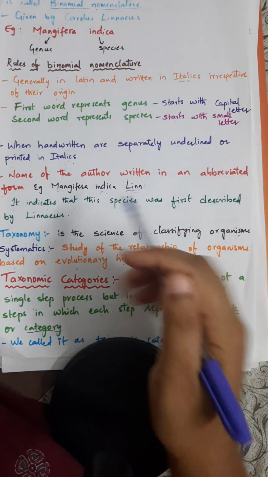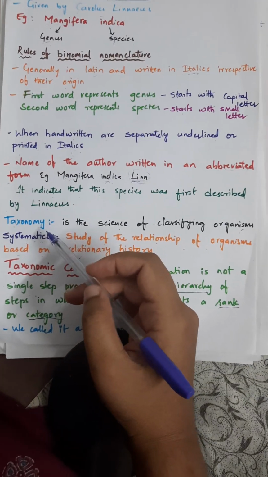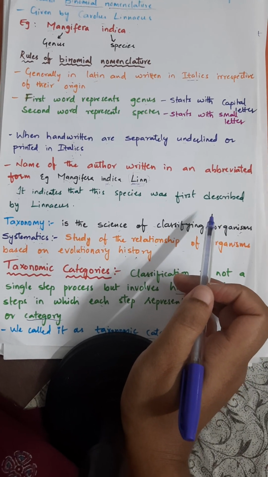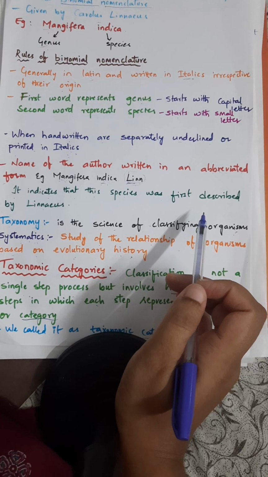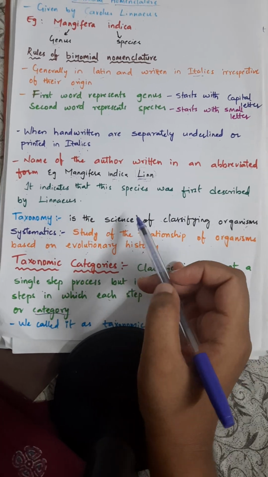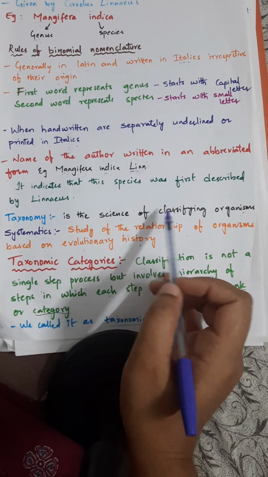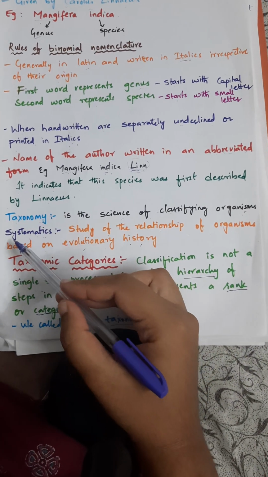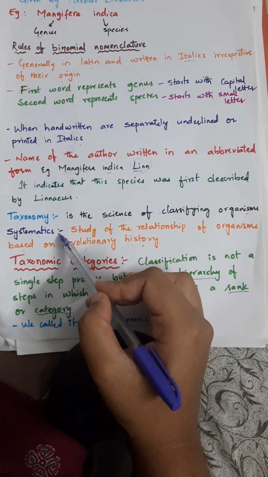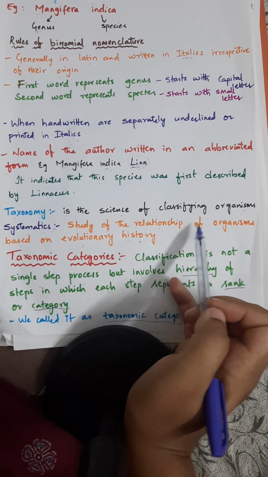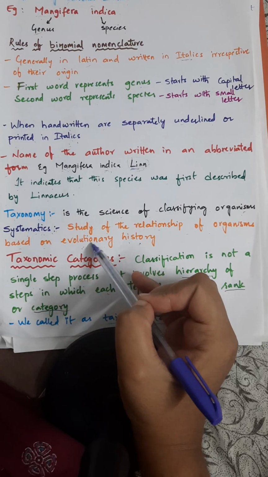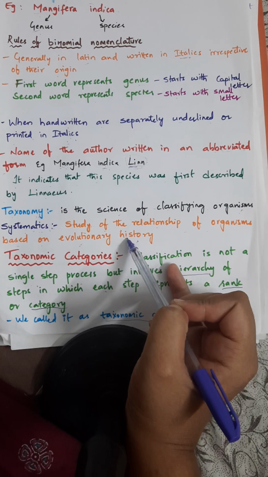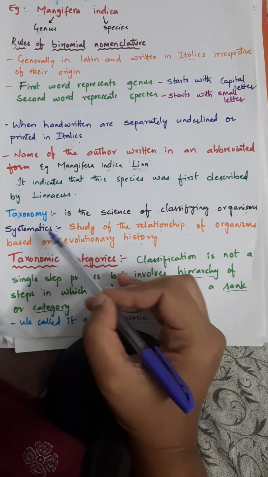Okay, then coming to the taxonomy. Here, what is taxonomy? Taxonomy is the science of classifying organisms. Because there is a large number of living organisms, to study them properly there is a science to classify them. So this science we call taxonomy. Then one more term is there, that is systematics. What is systematics? Study of the relationship of organisms based on their evolutionary history. Means how the organism evolved from its ancestors, that we discuss in systematics.